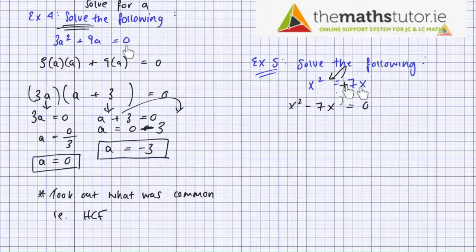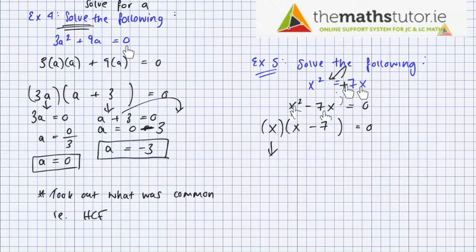Now at this point we're going to try and factorise, and the way we factorise in this case is, again, we're going to take out what's common. What's common to x squared and 7x? We've an x that's common to both, so I'm going to pull out x. What multiplied by x gives me x squared? The answer is x. What multiplied by x gives me minus 7x? And the answer is minus 7. So now we're just going to put a bracket around this.